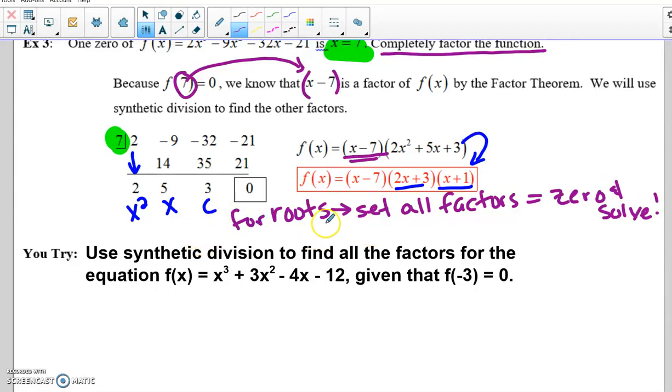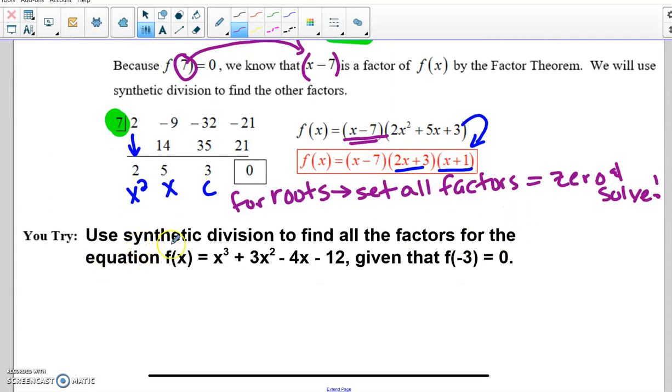So for roots, set all factors equal to 0 and solve. That's all factors that have an x. Okay? So you'd set x minus 7 equals 0, solve it for x. 2x plus 3 equals 0, solve it for x. X plus 1 equals 0, solve it for x.